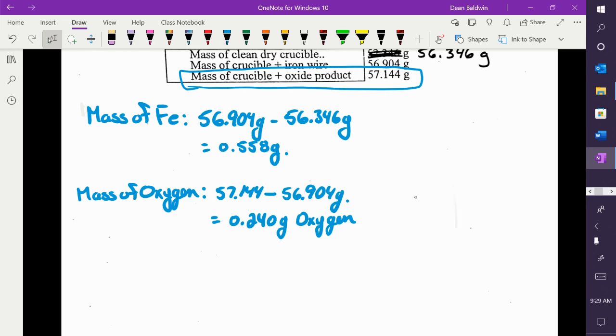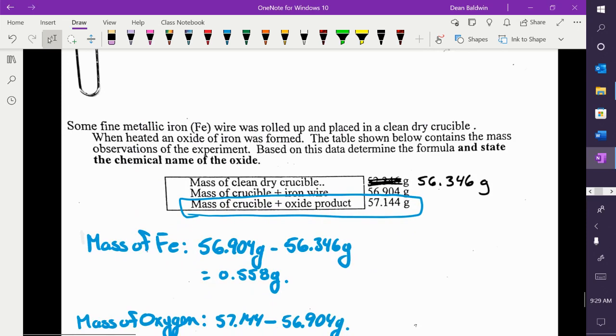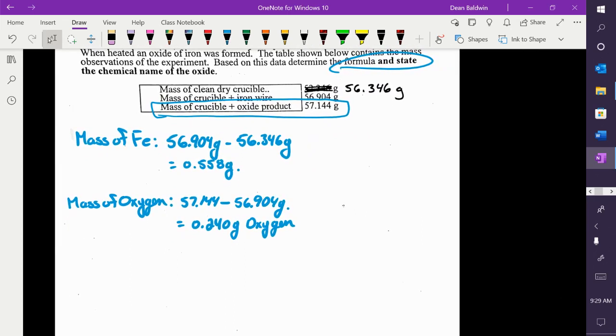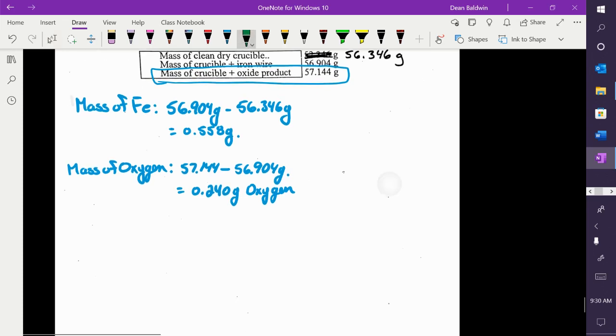How do I figure out, what are they asking for? The formula. So essentially we're doing the empirical formula. So do we like grams? What units do we want? Moles. So we got to convert, find the moles of iron.